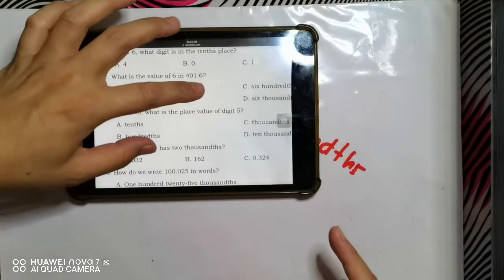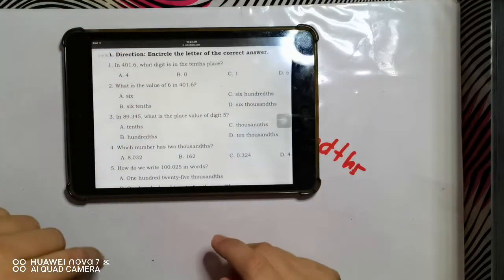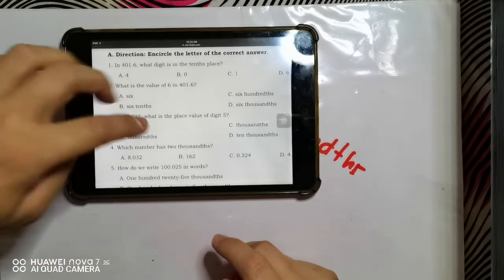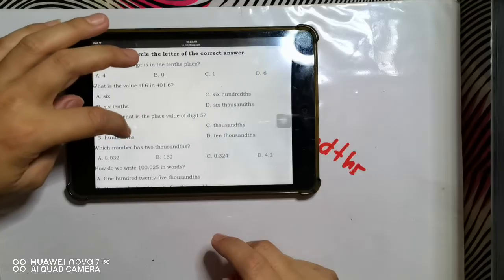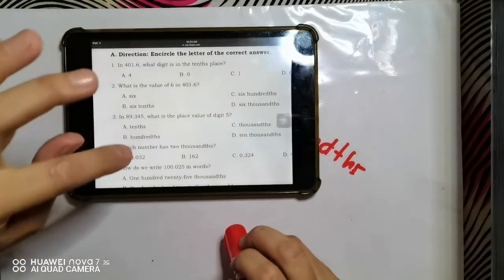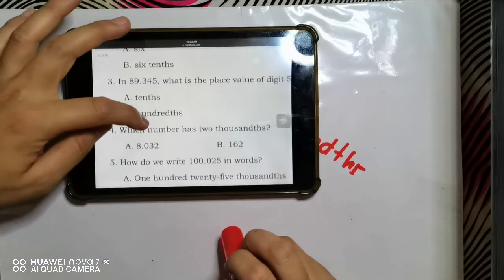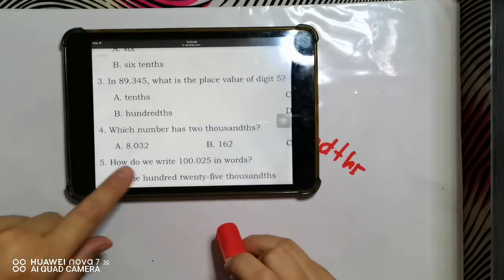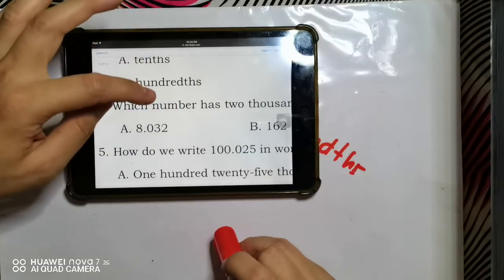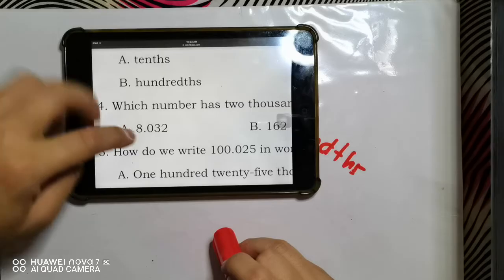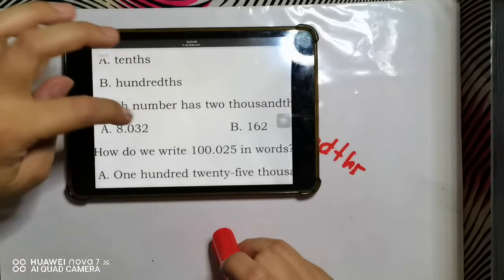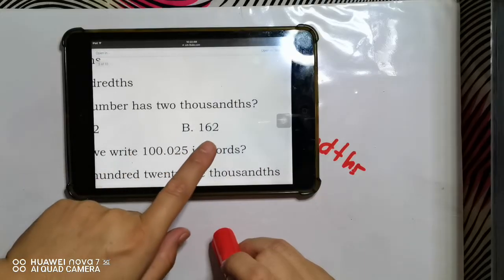Now, dito naman sa number 4, pinapahanap naman sa atin yung number. Which number has 2 thousandths? So, alin daw dyan yung may 2 thousandths? Aling number sa given ang merong 2 thousandths na value? Okay? Dito, tingnan natin. You just have to look on each of the given numbers. So, basahin mo. 8 and 32 thousandths. So, ayun agad.